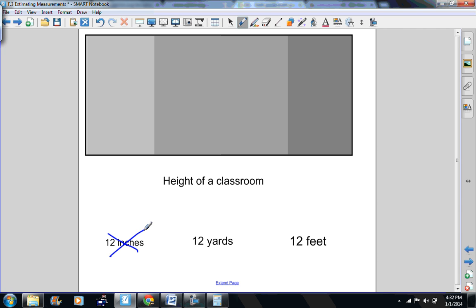But 12 yards and 12 feet, we got to figure out which of these is bigger. Well, we know that on a football field, a yard is equal to 3 feet, so this would actually be 36 feet. And that seems really tall. So which one of these would be more realistic for the height of the classroom? 12 feet. And that's exactly how you're going to do these estimations.